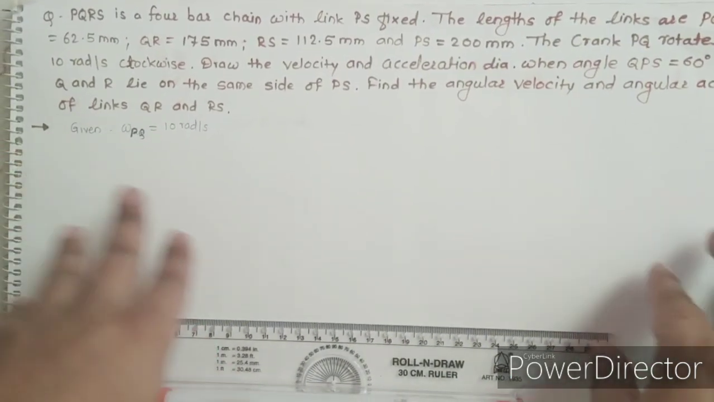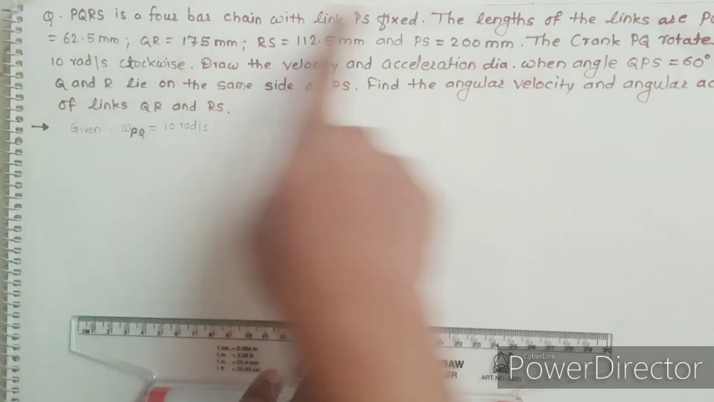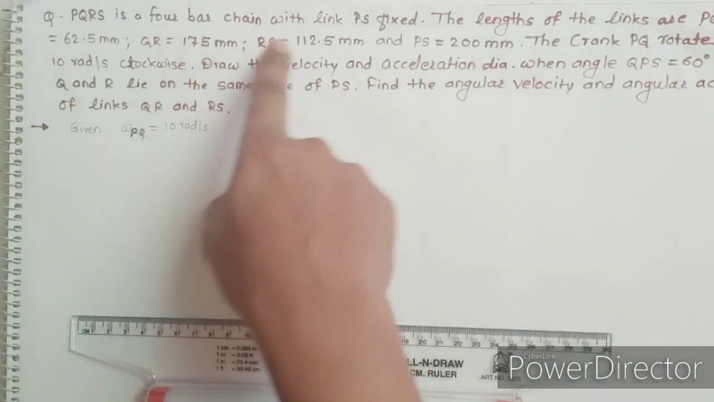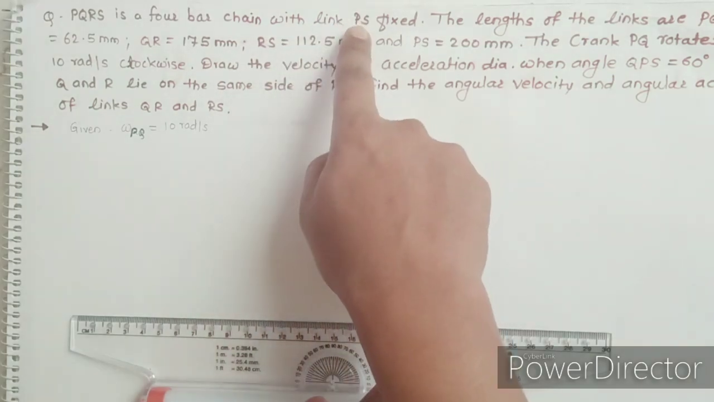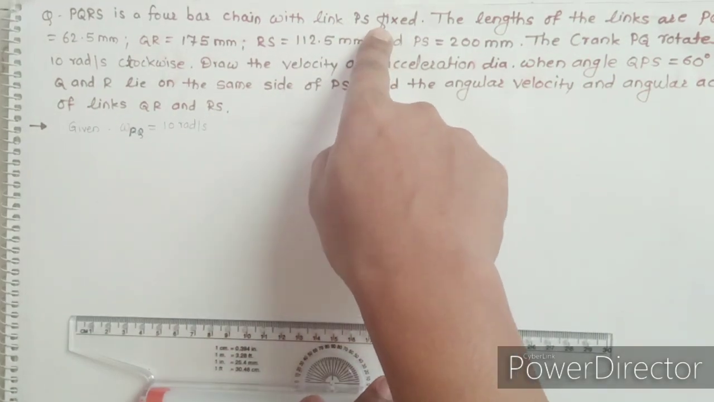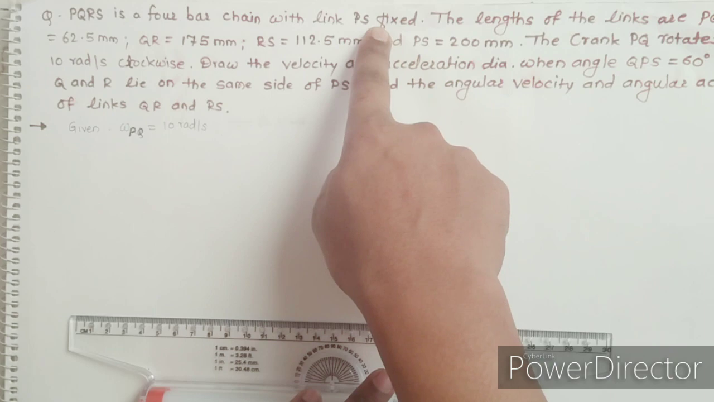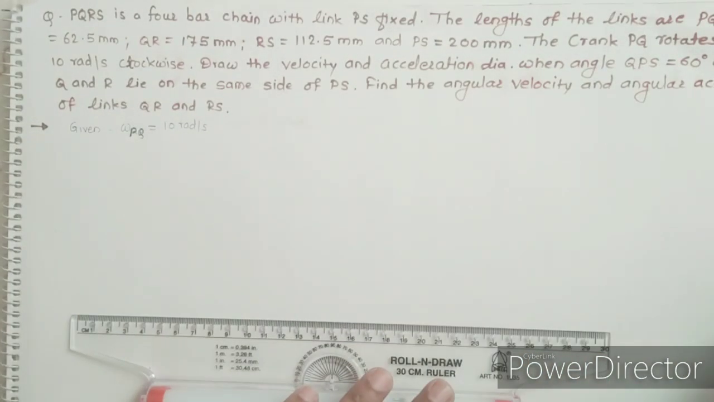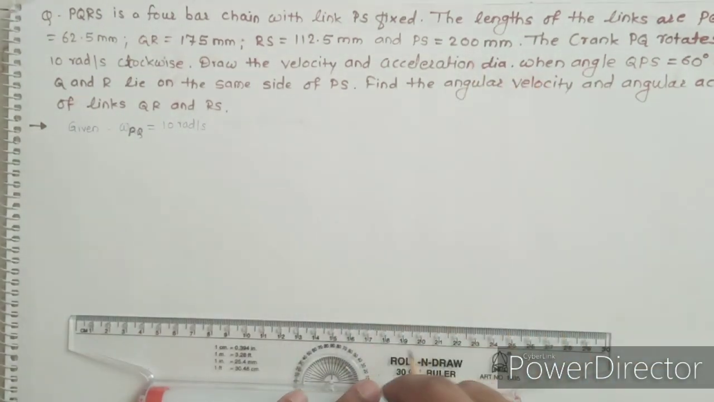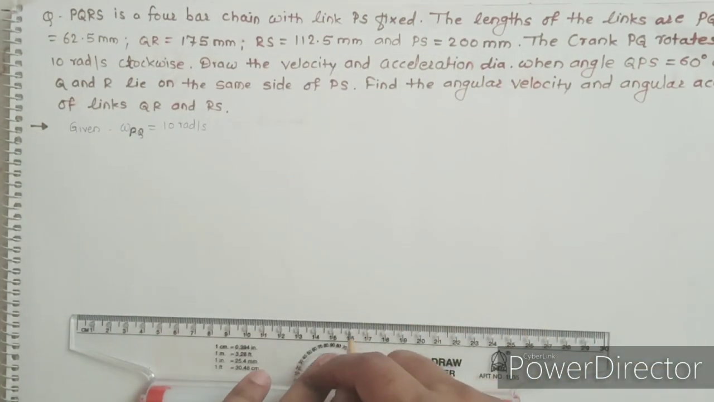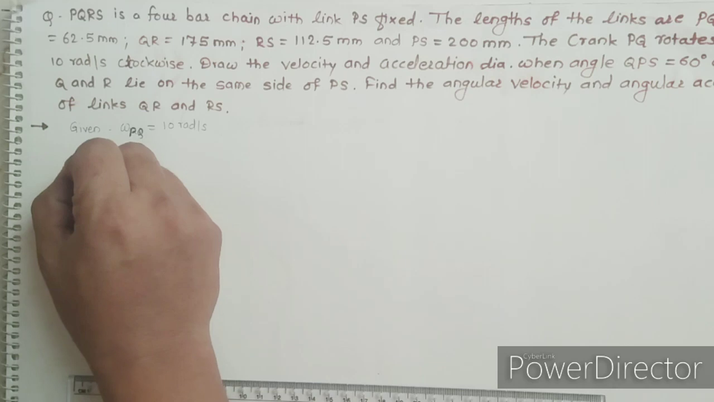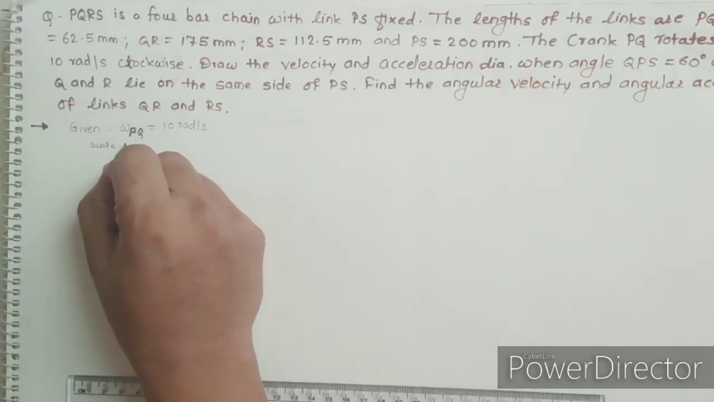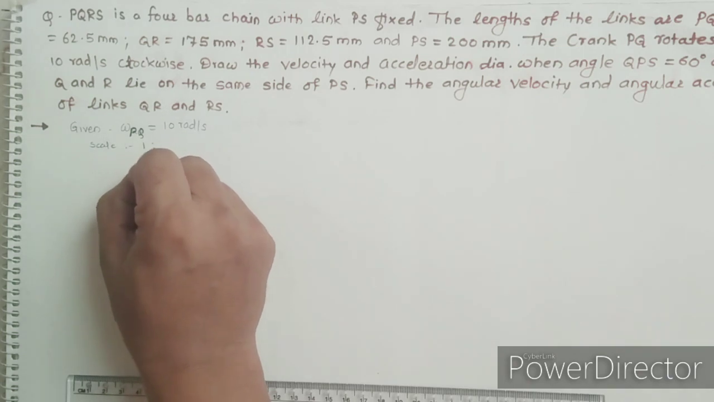In the configuration diagram, PQ is equal to 62.5 and QR is equal to 175. Here the link PS is fixed, so we first draw PS, which is 200 mm, that is 20 centimeter. So we have to choose a scale. Let us take a scale of 1:3, that is 1/3 of the dimension.